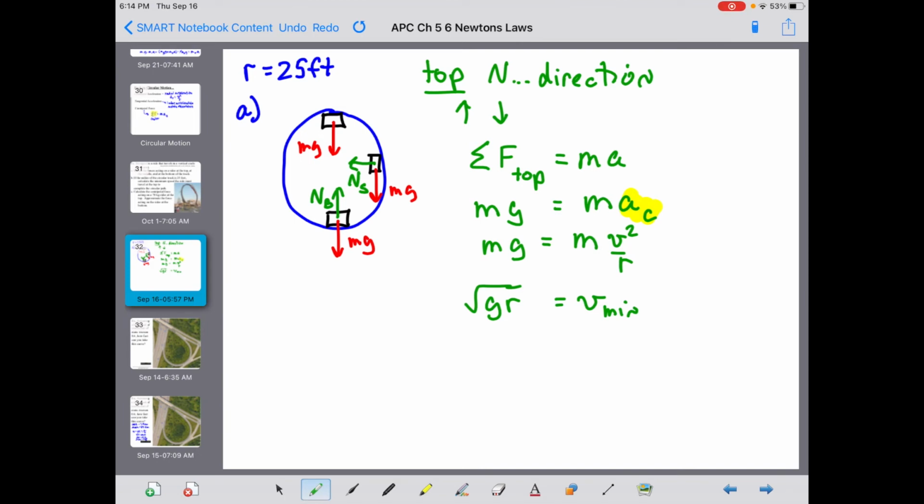So then if I want to calculate, that's going to be the square root of 9.8 meters per second squared multiplied by our 25 feet, converted into meters, which is 7.62 meters. So then that minimum velocity to be able to complete the path will be 8.64 meters per second.